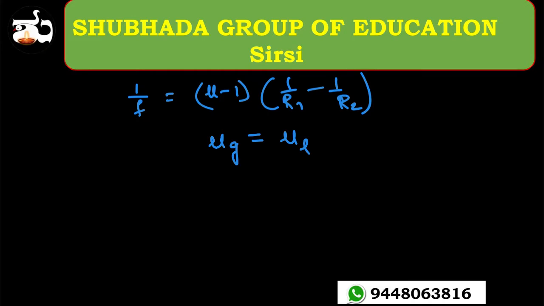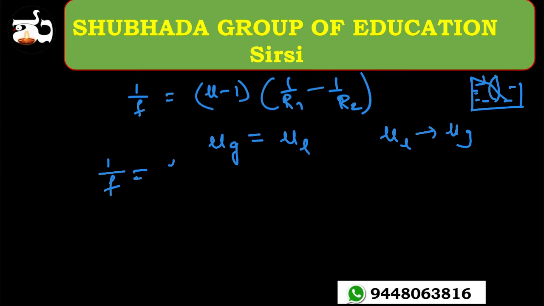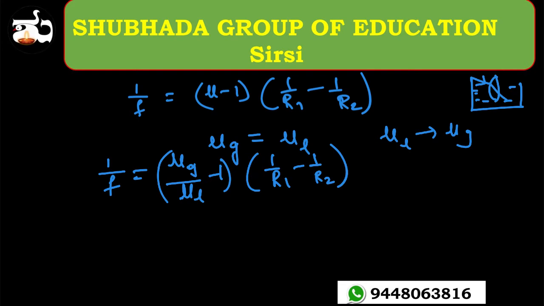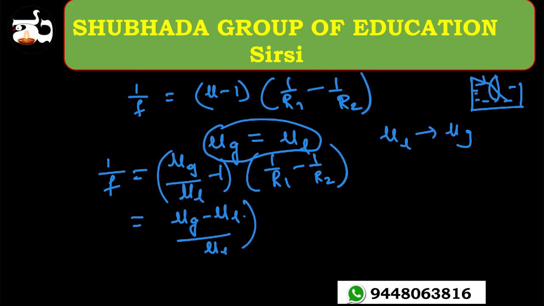In such cases, the ray of light is traveling from the liquid to glass. As the lens is immersed in liquid, the ray of light travels from water or liquid to glass. So that's the reason why we use the refractive index of the glass with respect to liquid minus 1, into (1 divided by r1 minus 1 divided by r2). Clearly we have taken the condition mu g equal to mu l. If I simplify this, I will get (mu g minus mu l) divided by mu l into (1 divided by r1 minus 1 divided by r2).